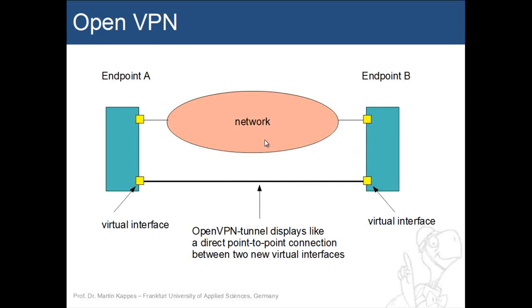So to make this clear once more, for OpenVPN, again, we have virtual interfaces on both sides, and the OpenVPN tunnel displays like a direct point-to-point connection between two new virtual interfaces. This is at least exactly true if we are using OpenVPN with a so-called TUN device. We're going to look at this later in some more detail.